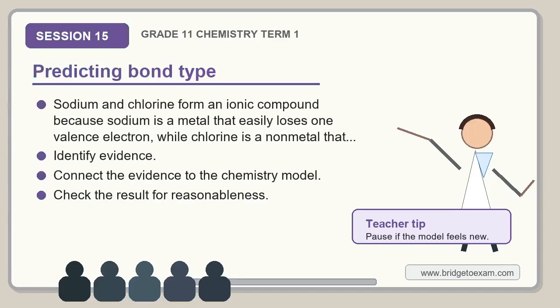Now, let's work an example. Predicting bond type. Sodium and chlorine form an ionic compound because sodium is a metal that easily loses one valence electron, while chlorine is a nonmetal that strongly attracts one electron. Hydrogen and oxygen form polar covalent bonds in water because both are nonmetals, but oxygen attracts shared electrons more strongly. Notice how the answer comes from evidence and reasoning.